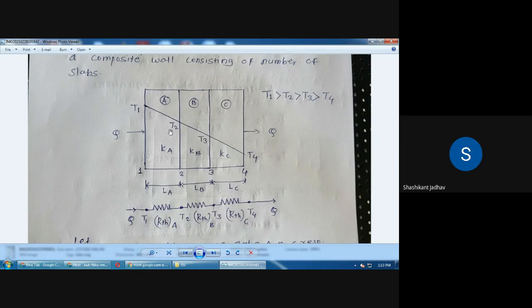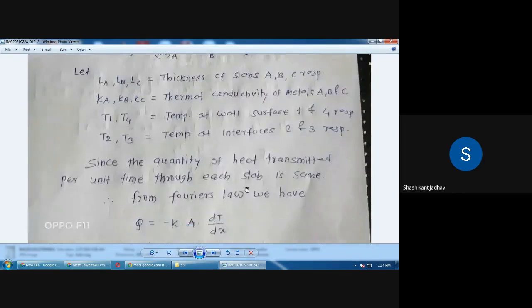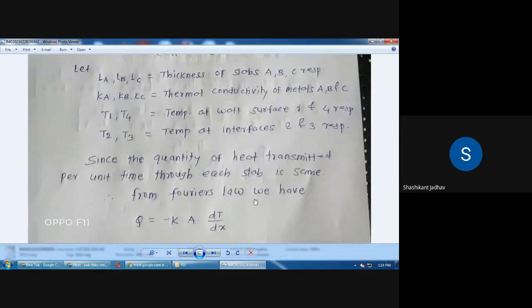That means whatever heat transfers through each layer will be the same, that is nothing but Q. That means heat transfer from the section A, QA is equal to QB is equal to QC is equal to Q. Because whatever heat transfers through each layer will be the same. Because the heat transferred at input is Q, and at output it is Q. So whatever the heat transferring through each layer, that heat will be same for each layer, that is ABC.